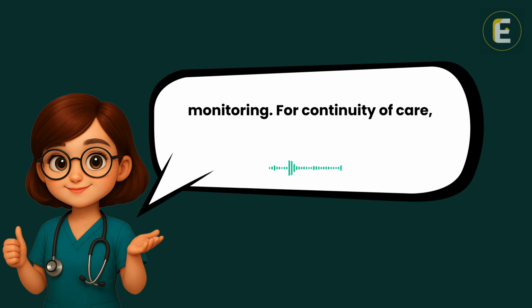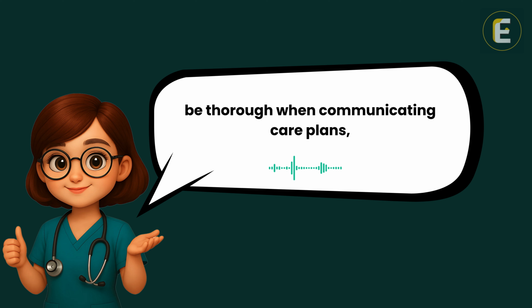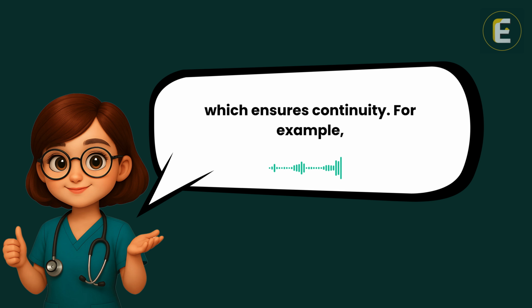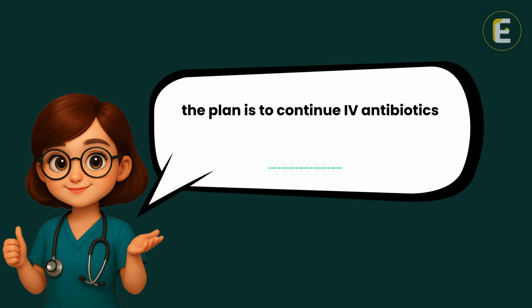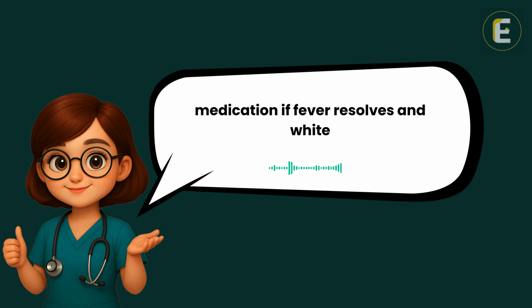For continuity of care, be thorough when communicating care plans, which ensures continuity. For example, the plan is to continue IV antibiotics for 3 more days, then reassess for transition to oral medication if fever resolves and white count normalizes. This clear plan includes both the current treatment, IV antibiotics, its duration, 3 more days, and the conditions for changing the plan, fever resolution and normal white count.